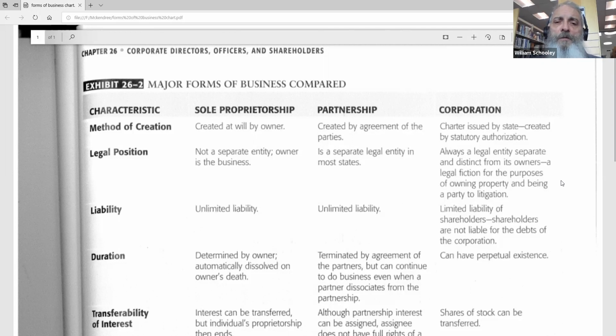Now, let's understand two of the major limitations, or disadvantages perhaps, of sole proprietorships and partnerships: the idea of unlimited personal liability for the debts and obligations of the business, and the idea that the duration of the business is directly tied and connected to the health and lifespan of the owners. Those consequences all arise out of the idea that the owners of a sole proprietorship and partnership are one and the same as the business.